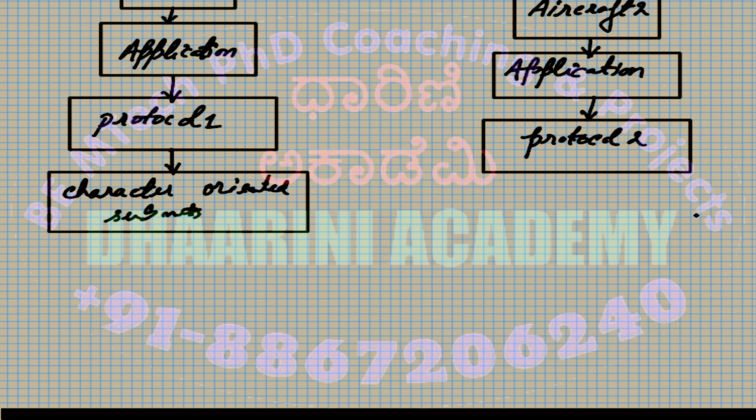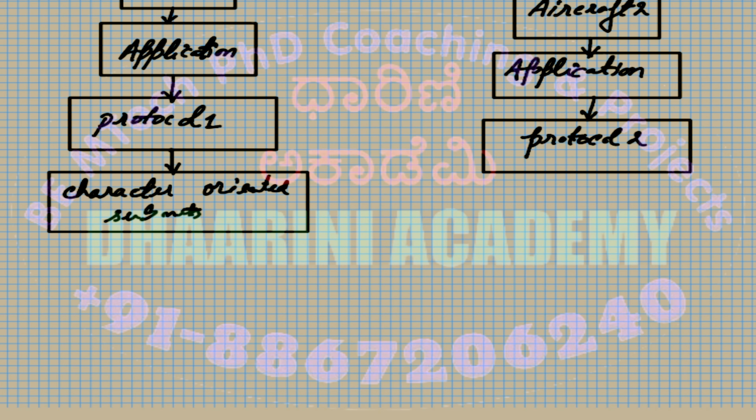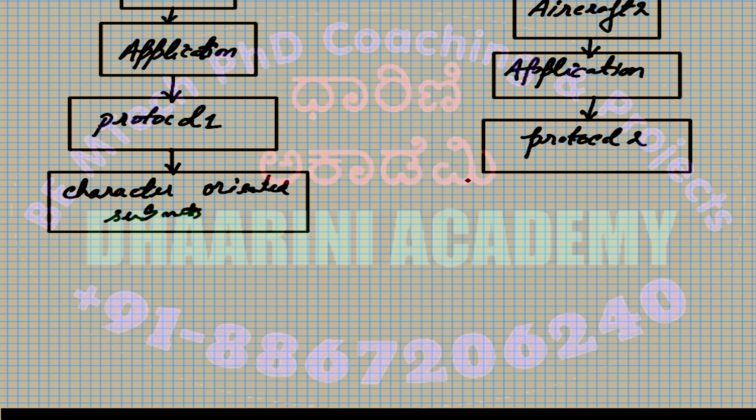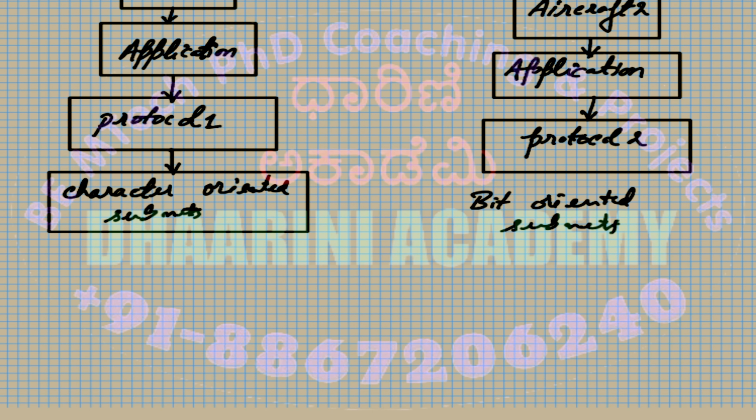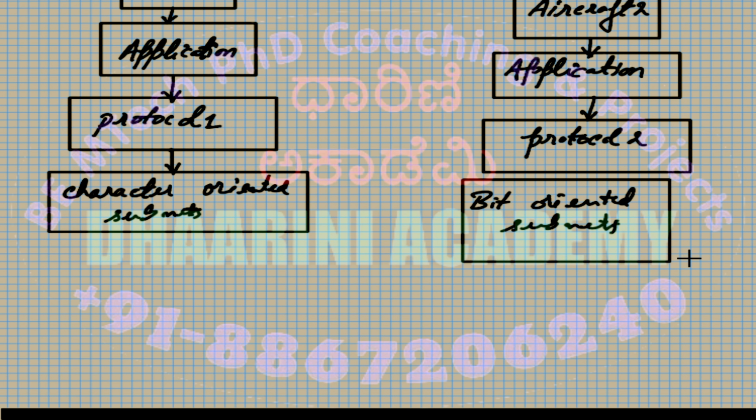Whereas protocol 2, it's actually an ATN type of aircraft that will use this. There is a protocol called the ATN protocol, that's what we are looking for in the second one. But they are identified as bit oriented. One is character oriented, and the second one is bit oriented subnets. They are used in the second kind. Okay, that's right.